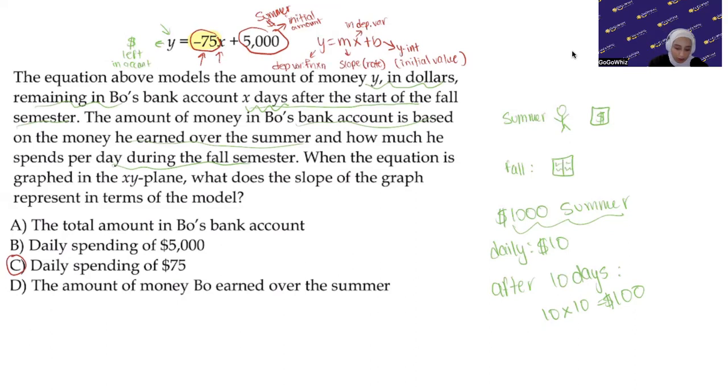Our daily spending isn't 5,000 because we already know that that's our initial amount. They've literally already told us that Y is the total amount remaining, so definitely not this one. And the amount of money he earned in the summer, we already know that was what he started with, right? Because he's not gaining anything during the fall semester. So it's definitely not this one, right? Okay, everyone, that's it for this question, really.